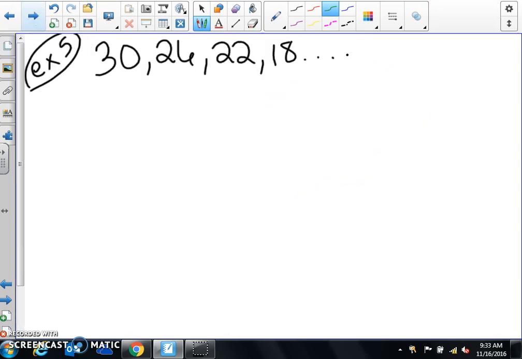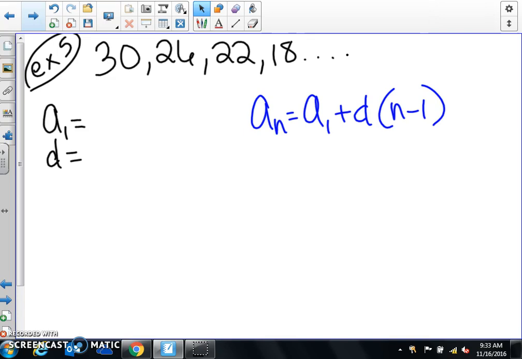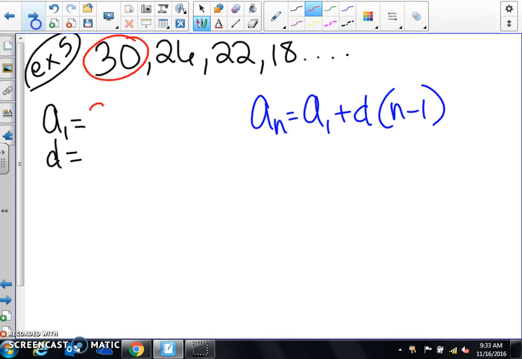Let's do one more like that. So we're going to find the equation. Let's go ahead and write the equation first: a sub n equals a sub 1 plus d times n minus 1. So we need two things. We need our a sub 1 and our d. A sub 1's real easy. It's 30. Our d we've got to figure out real quick. So I'm subtracting 4 this time. So my d is negative 4.